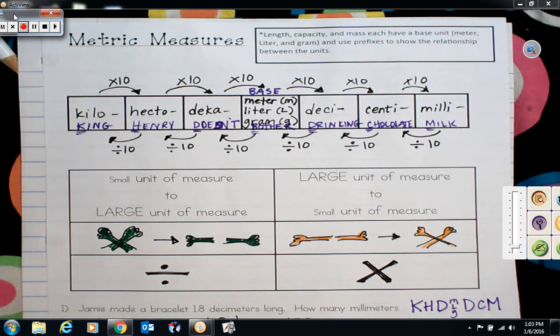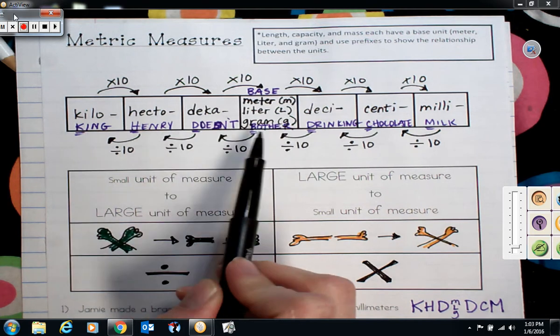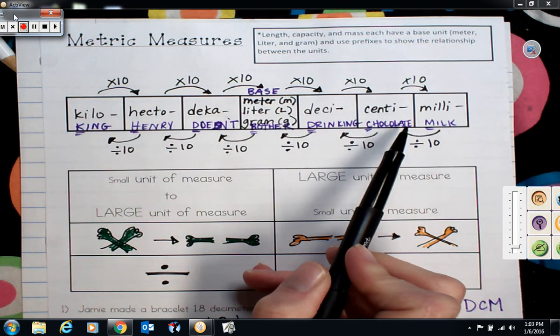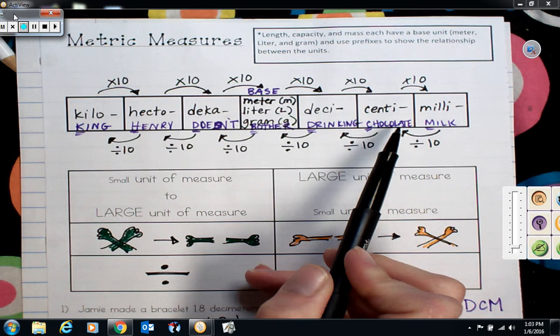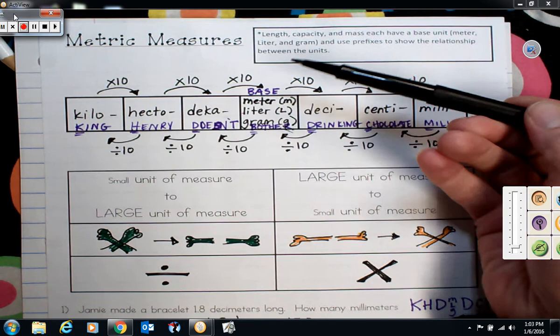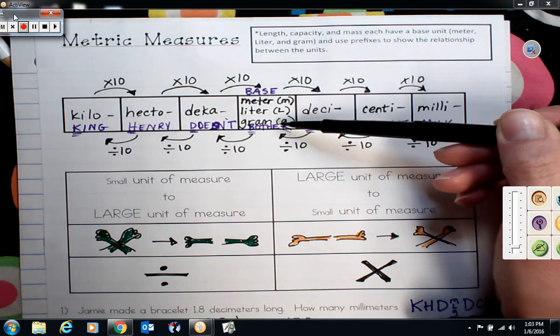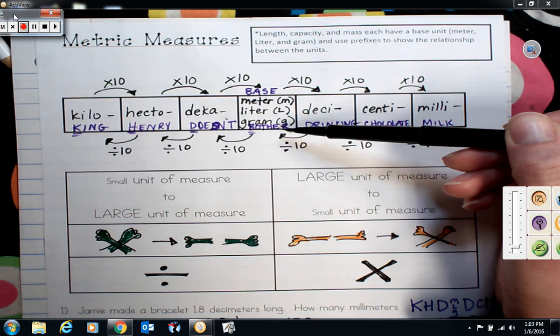So I like to remember these prefixes in order by remembering King Henry doesn't bother drinking chocolate milk, and each of those is an acronym for the particular prefix that it represents. And then here, bother stands for base, because each of these is our base unit of measure for metric measures.